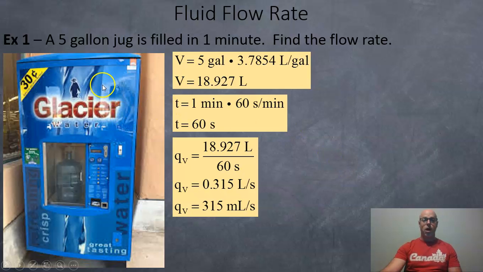The first one: you've got a 5-gallon jug and it's filled in 1 minute. Find the flow rate. First we're going to find the volume. We've got 5 gallons times 3.7854 liters per gallon, so we have just over 18.9 liters, 18.927. And of course, a minute is 60 seconds. So we have our 18.927 liters divided by 60 seconds. So our flow rate is 0.315 liters per second, or about 315 milliliters per second. So basically about a soda can per second, approximately.